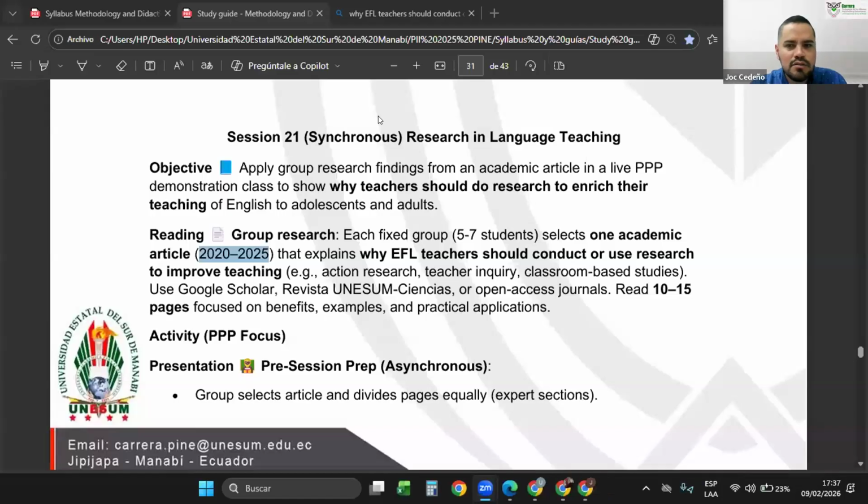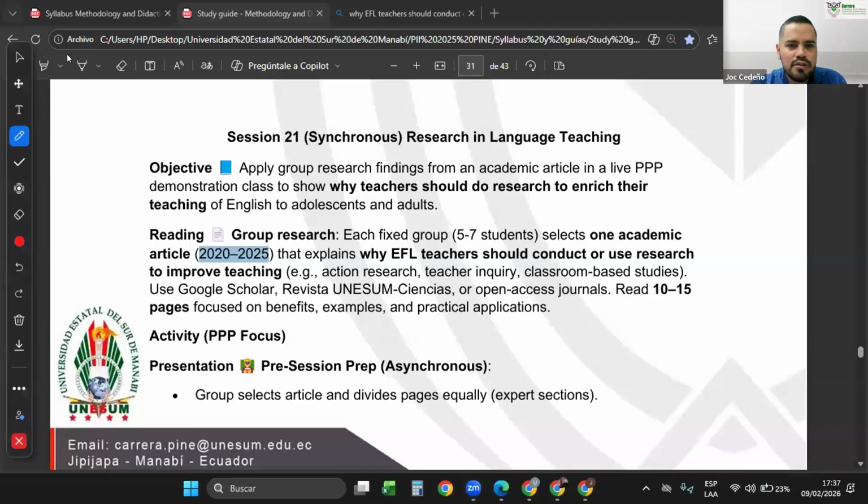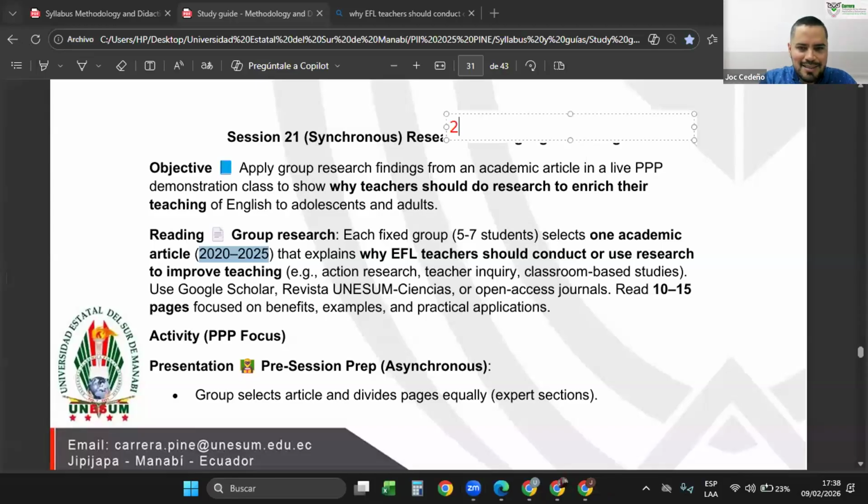But should we research on a 2019 article? Yes or no? No. No, we won't consider it because it's not up to date. Okay, so you need to think about from 2020 above. So in this academic article, you should be figuring out this information.